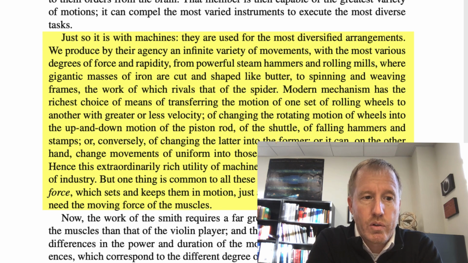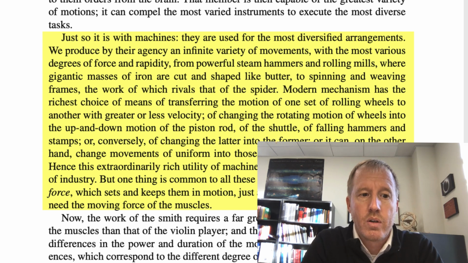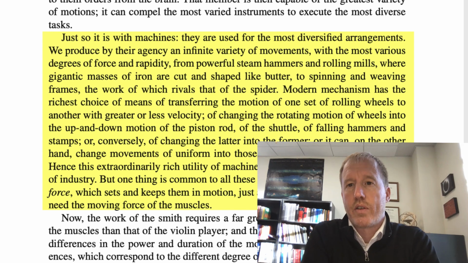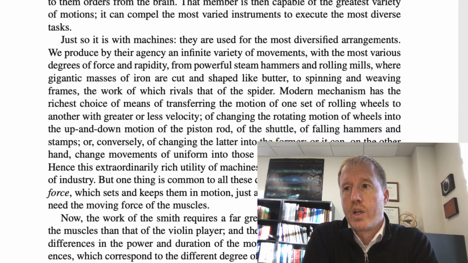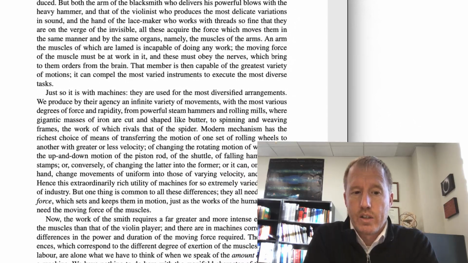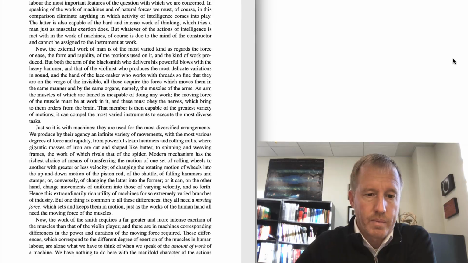Modern mechanism has the richest choice of means of transferring the motion of one set of rolling wheels to another with greater or lesser velocity, of changing the rotating motion of wheels into the up and down motion of the piston rod, of the shuttle, of falling hammers and stamps, or conversely of changing the latter into the former, or it can, on the other hand, change the movement of uniform into those of varying velocity, and so forth. And he goes on to say they all need a moving force which sets and keeps them in motion. So it's interesting here, he's drawing this connection between human action, human forces exerting forces over a distance, and machines. This is a way that Helmholtz is thinking about this.